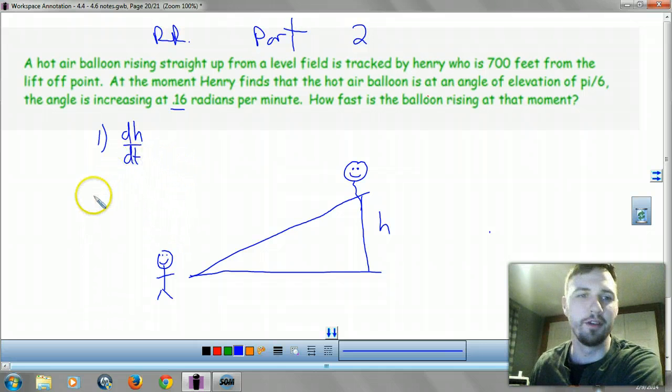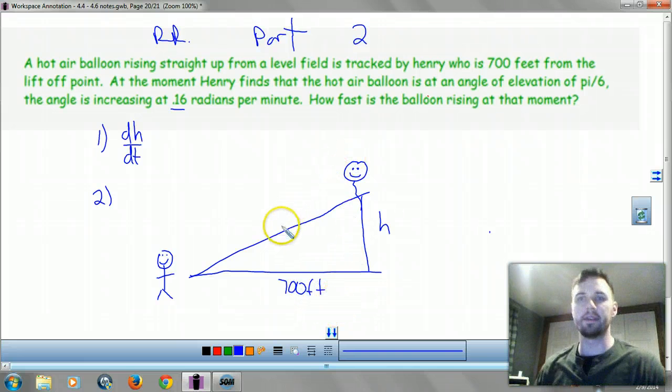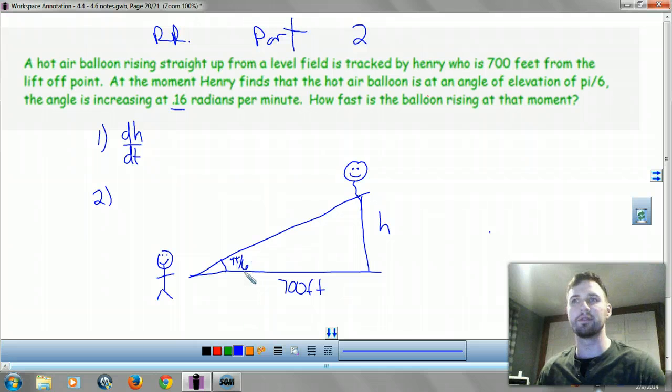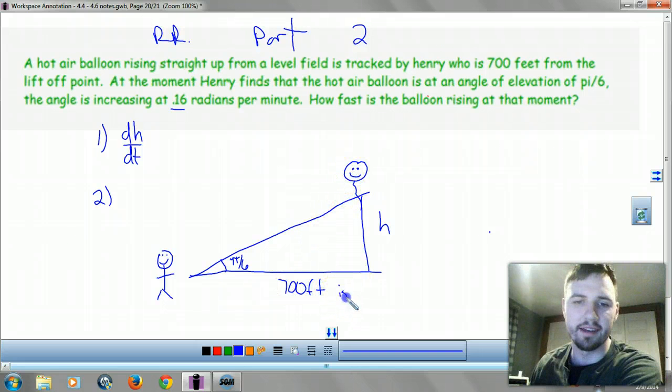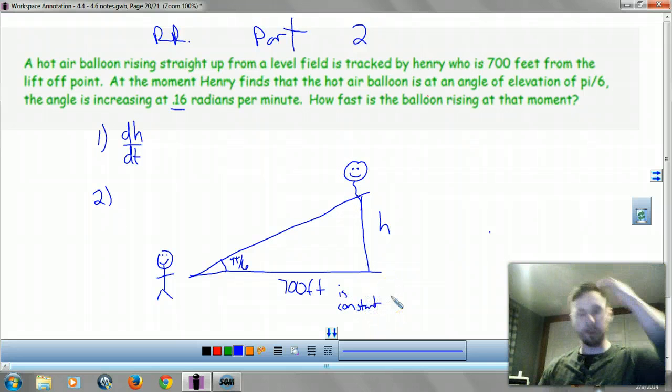Anyway, so number 2, I already started drawing the picture. He's going to be 700 feet away from the balloon, right? And this angle is going to be pi/6, because we're in radians. Good old radians. So how do all these things relate to each other? If I call this h, this is the distance away from it, which is 700. This is going to be constant, because he's not going to run away from the balloon. He's just standing there watching the magnificent balloon float in the air.